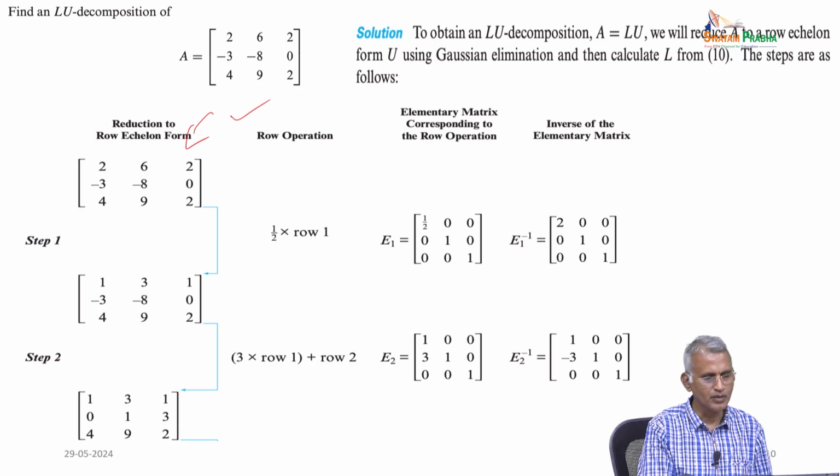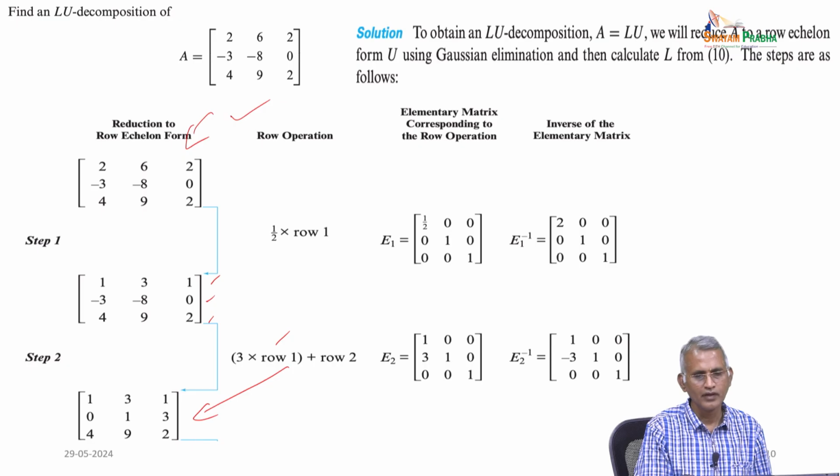From step 1, I may divide the first row by 2, therefore 2 by 2 is 1, 6 by 2 is 3, 2 by 2 is 1, and then the second row I keep as it is, third row also keep as it is. Step 2, what we have to do is multiply the first row by 3 and add it to row 2, so that the first row stays as it is, and the second row is 0 1 3 using this operation, and the third row stays as it is.